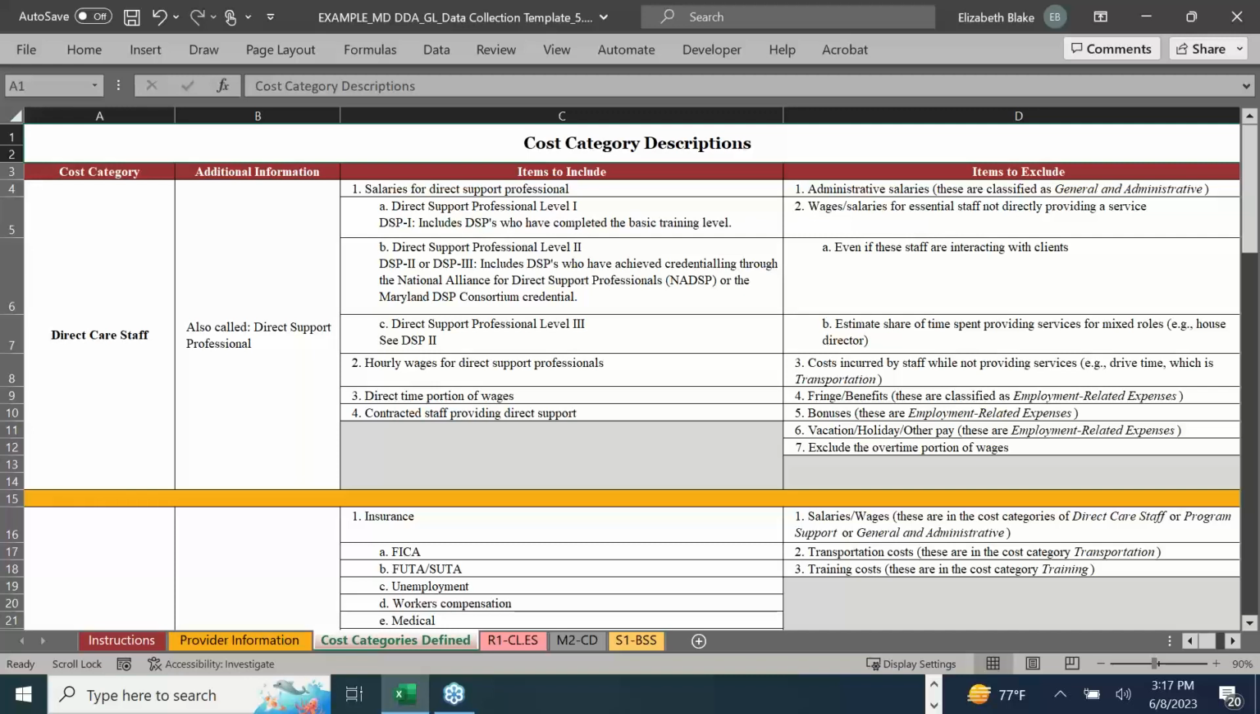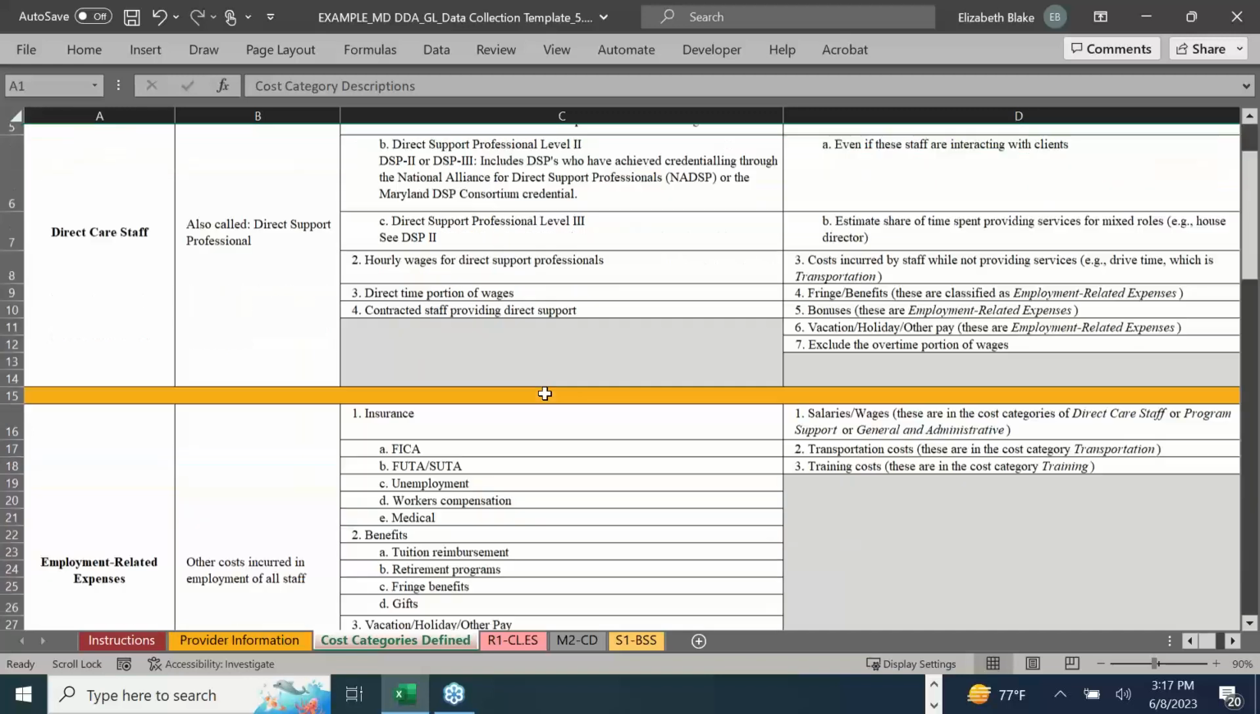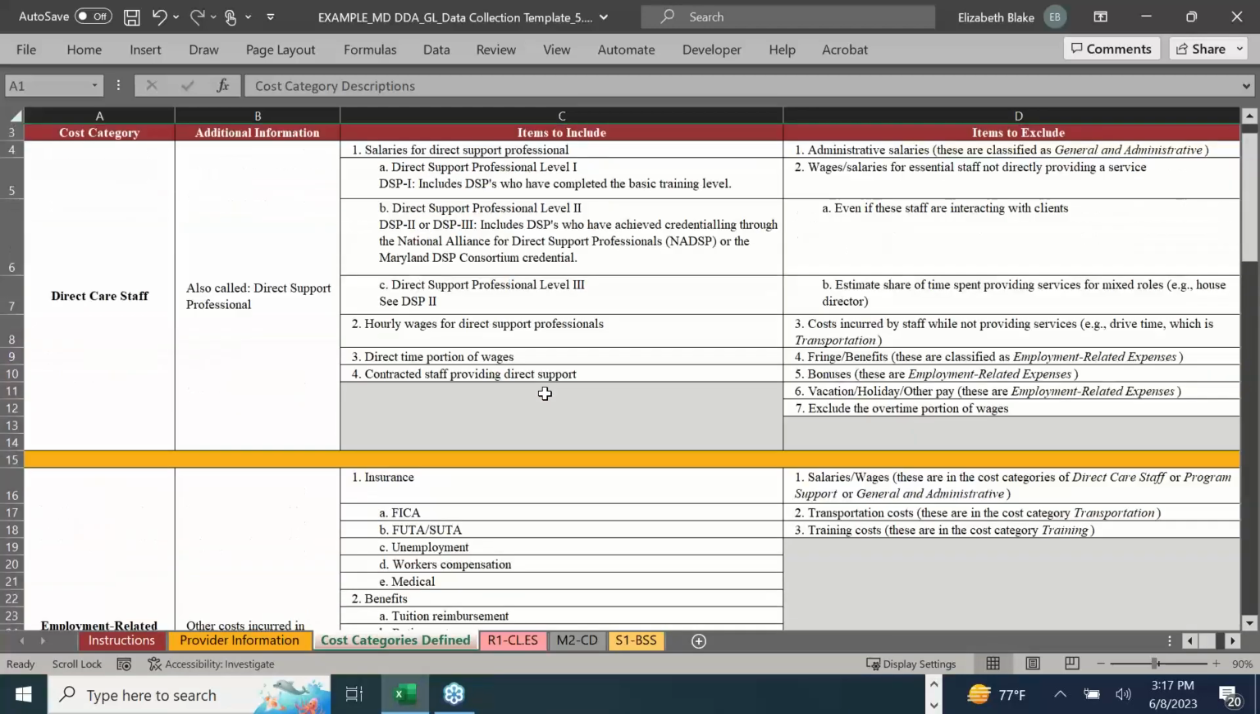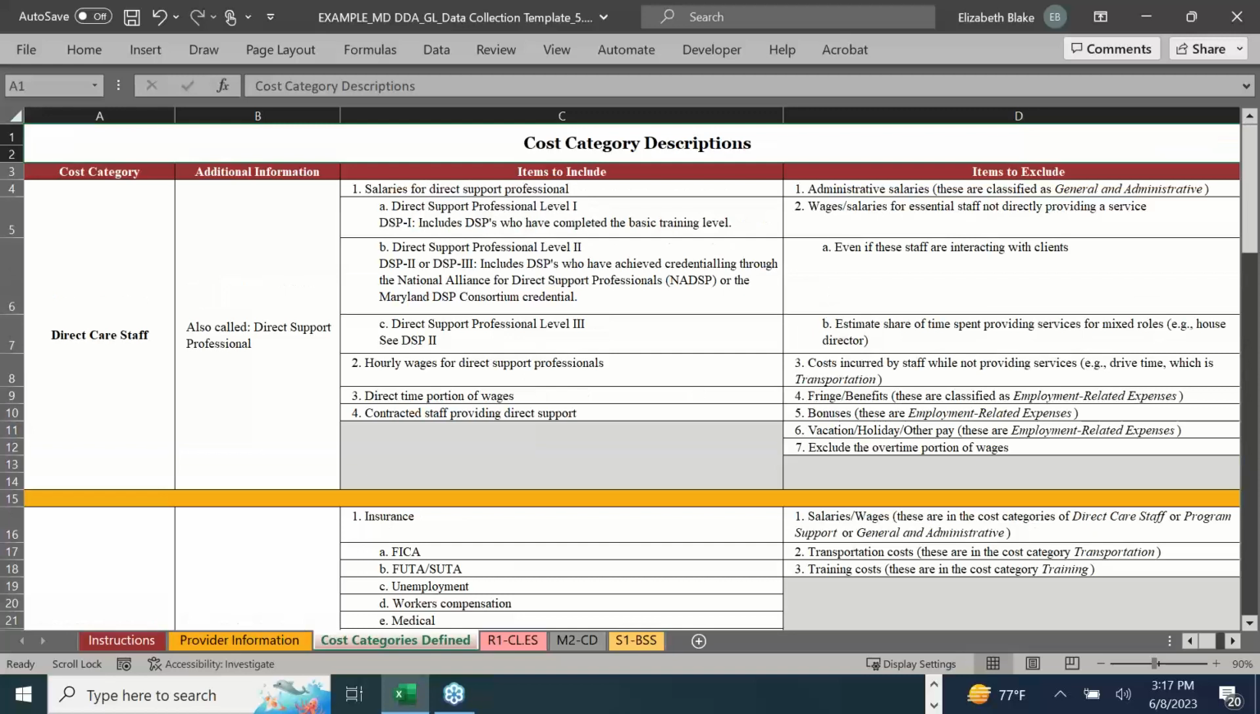But as always, I just want to preface this with these lists here with the items to include and exclude. They're not exhaustive. We tried to include as much detail as possible, but there may be things that come up as you start to complete your template that you might have questions about, and you can always send us an email at that email address that Marianne provided to you in that instructions document.